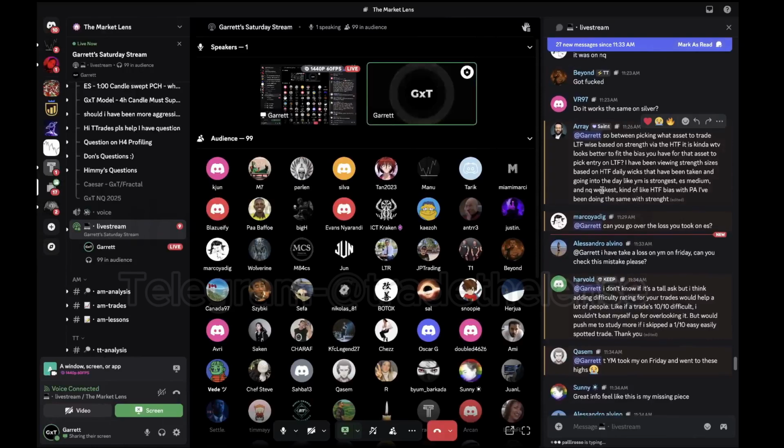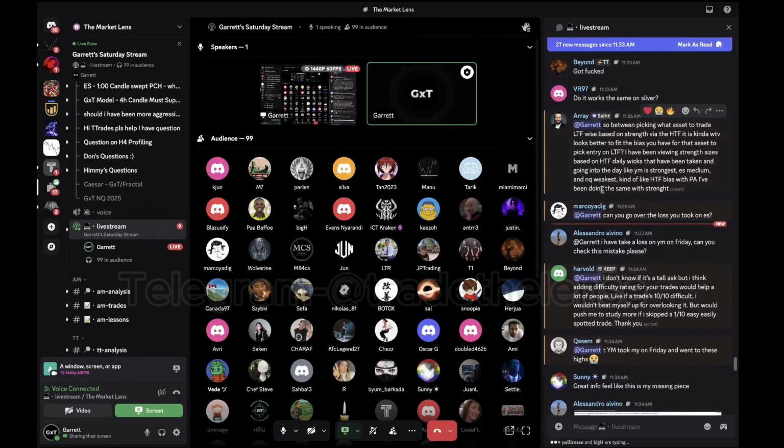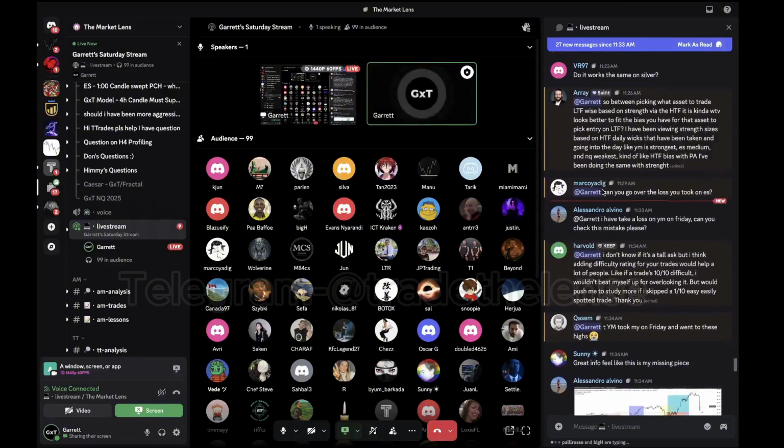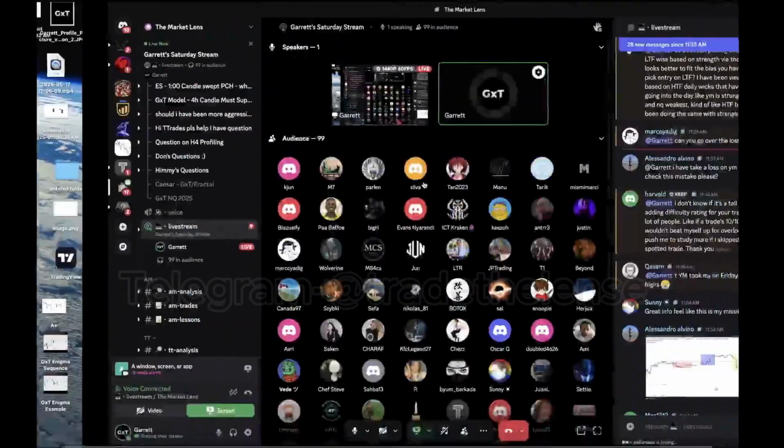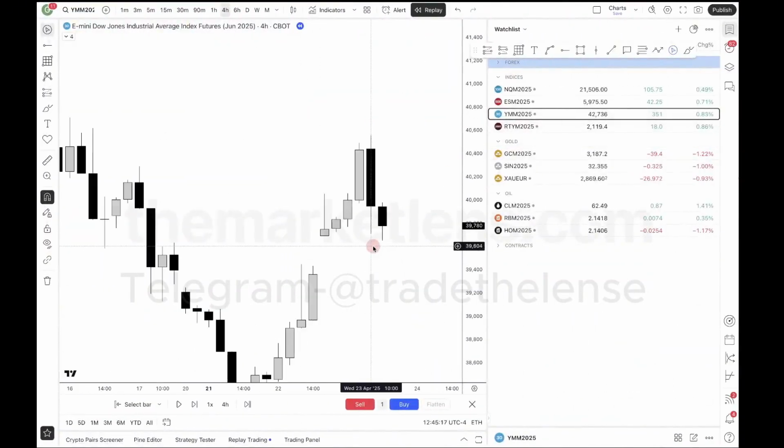I bet a lot of people look at that and think it looks super low probability, but they don't have this type of confirmation. You know what I'm saying? It's low probability for sure. It definitely is. It's counter trend, absolutely.